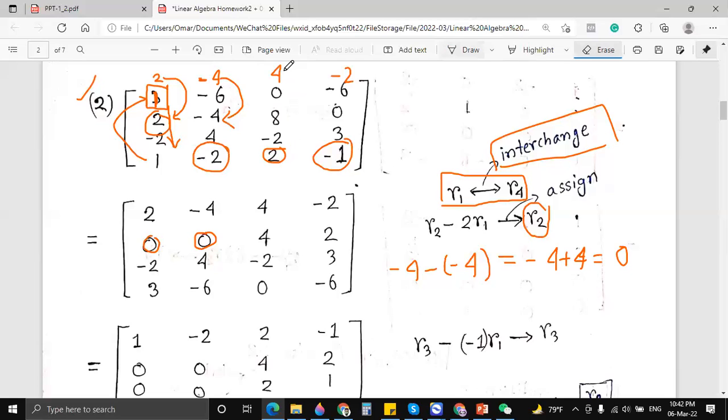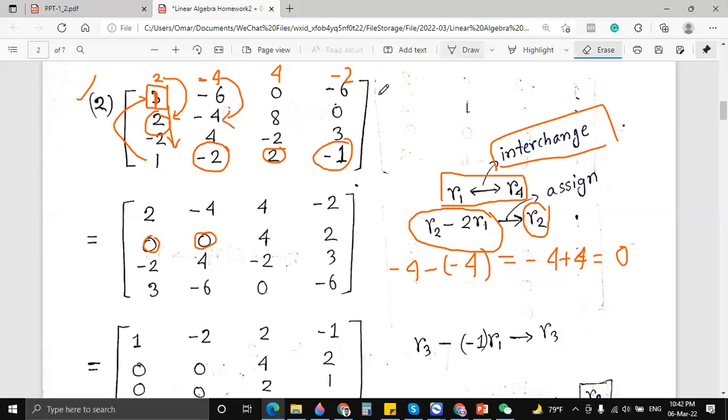Okay, so here 4 minus 8. Oh yeah, we are going to subtract the first row from the second row. So 4 minus 8. No, not 4 minus 8, 8 minus 4. You subtract the first row from the second row. I was subtracting the second from the first row. No, the first row from the second row.